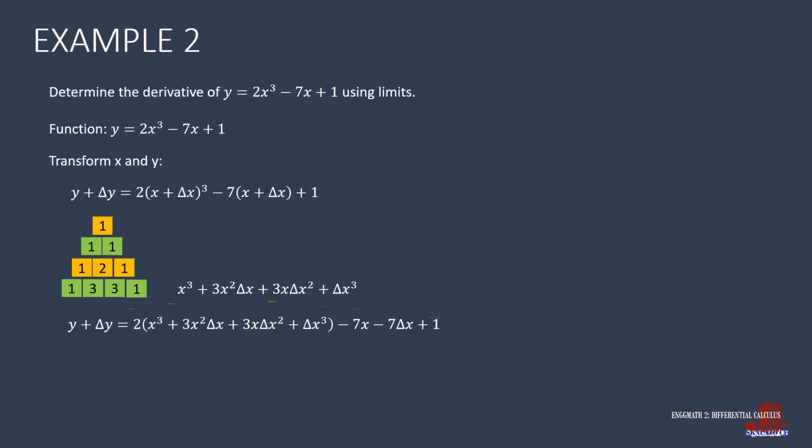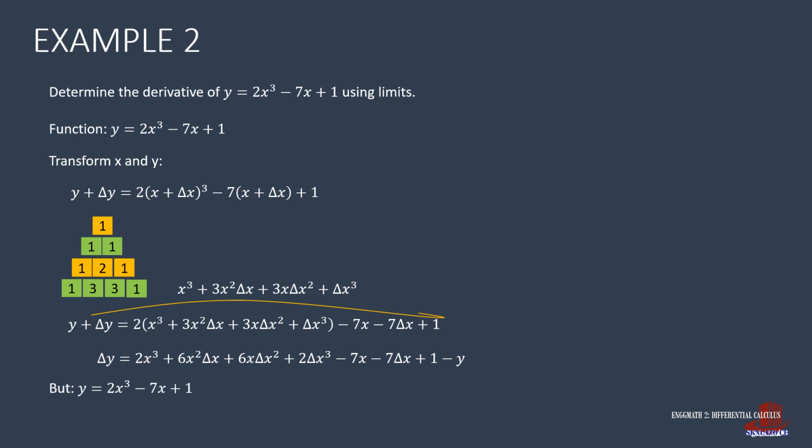Next is to distribute 2 in the first term and transpose y to the right expression. So delta y becomes twice of x cubed plus 6 of x squared delta x plus 6x delta x squared plus 2 delta x cubed minus 7x minus 7 delta x plus 1 minus y. The premise states that y is 2x cubed minus 7x plus 1.